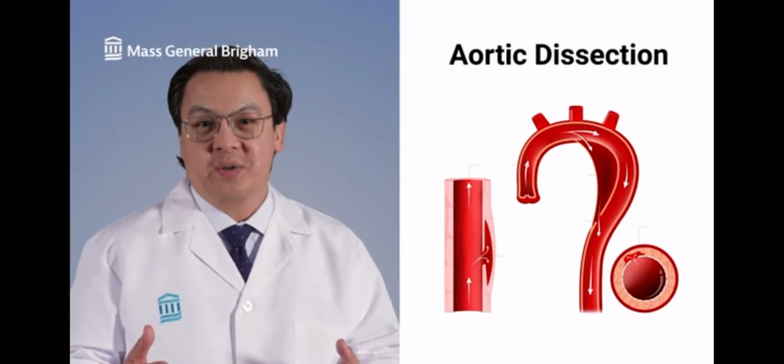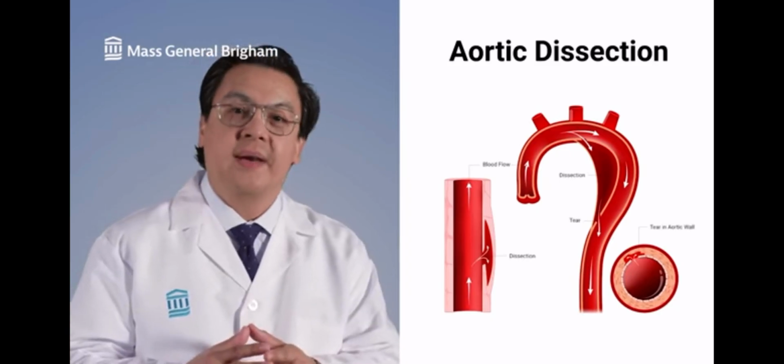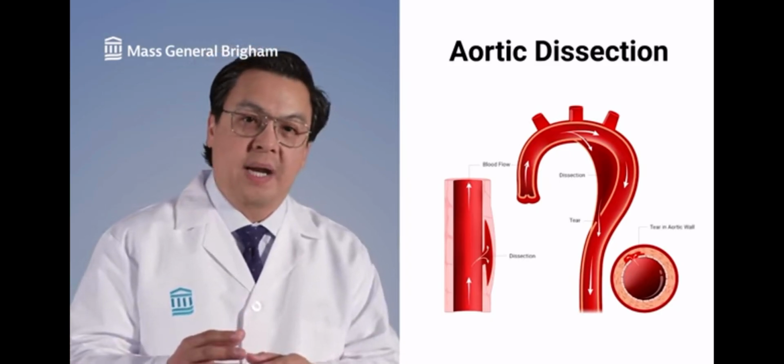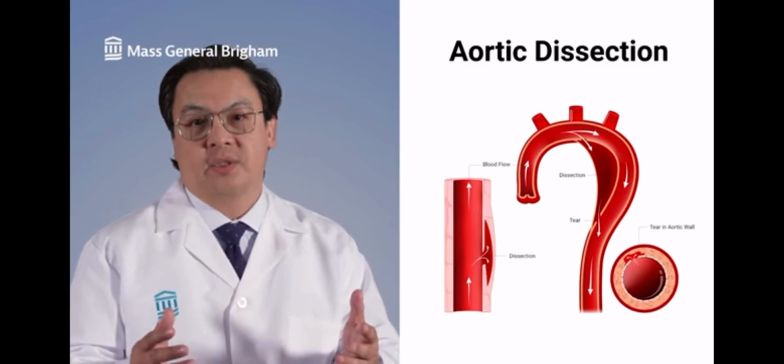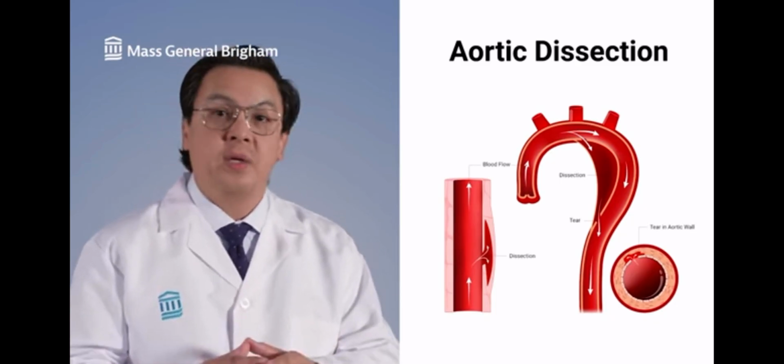The layers of an aneurysm can split such that instead of having a single channel for blood to travel through, there are 2 channels, a true channel and a false channel. This is called an aortic dissection, or the aneurysm can rupture altogether, causing internal bleeding. A rupture and/or dissection is a life-threatening medical emergency.